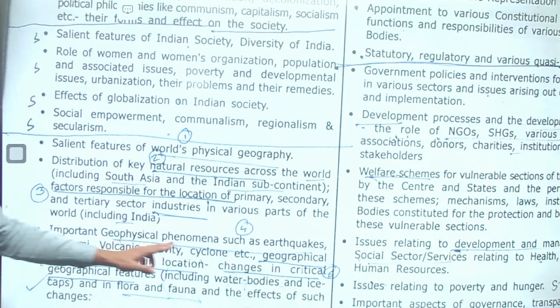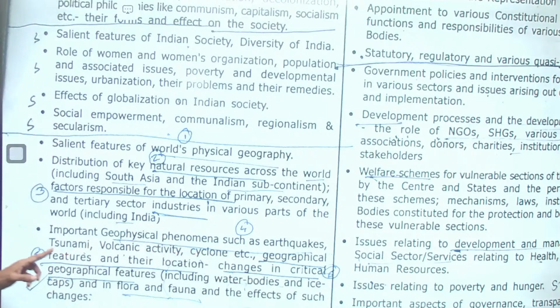And this one, changes in the critical geographical features. How are some of the important geographical features changing? How are the mountains changing? How are the rivers changing? How are the oceans changing? How are the Arctic and Antarctica as an ecosystem changing?